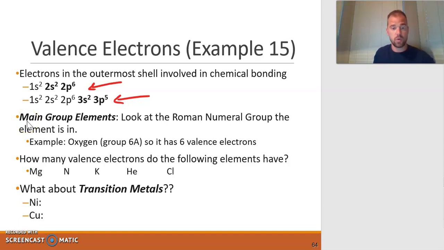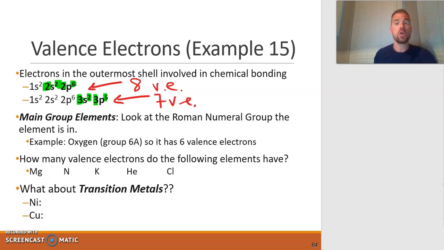In the case of the first example, it looks like 2 is the highest energy level, meaning it's the furthest out from the nucleus. Well, how many electrons are there? Well, we have 2 from the S and 6 from the P. So total, there would be 8 valence electrons in this example. In the example below, it looks like 3 is the farthest energy level from the nucleus. So how many electrons are there? Well, there's 2 from the S and 5 from the P. So in that example, there are 7 valence electrons.